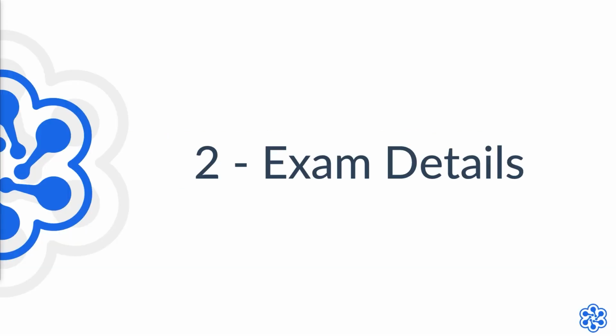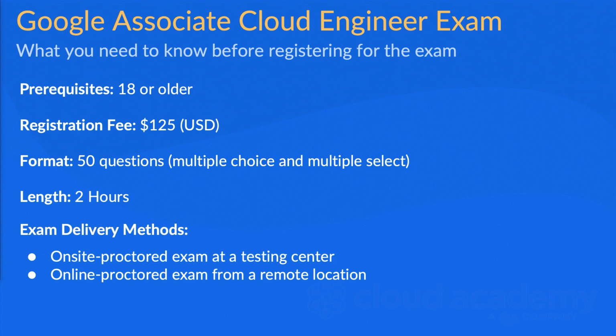All right, let's talk about the exam. Now, first, know that there are only 2 prerequisites for taking the ACE exam. You need to be at least 18, and second, you need to have $125. Now, this is less than the professional exams. Those all cost $200. So, if you're planning to get multiple certs, keep in mind that the prices can be different.